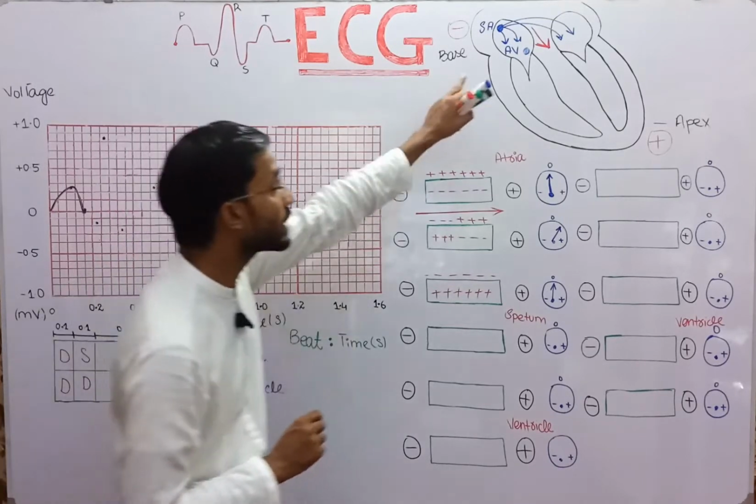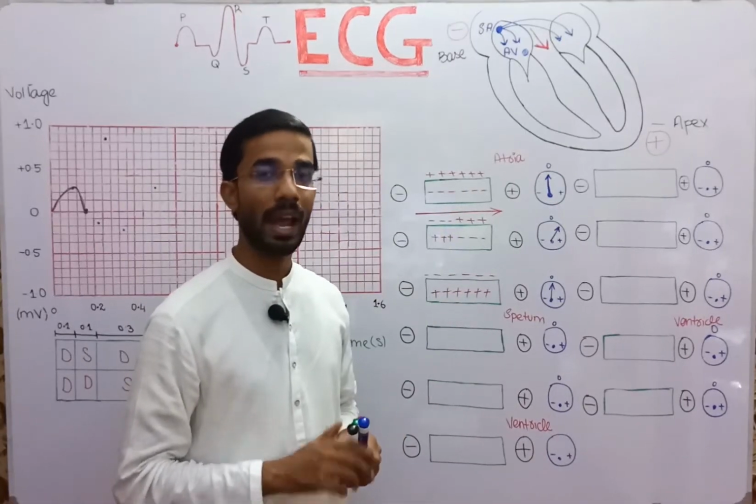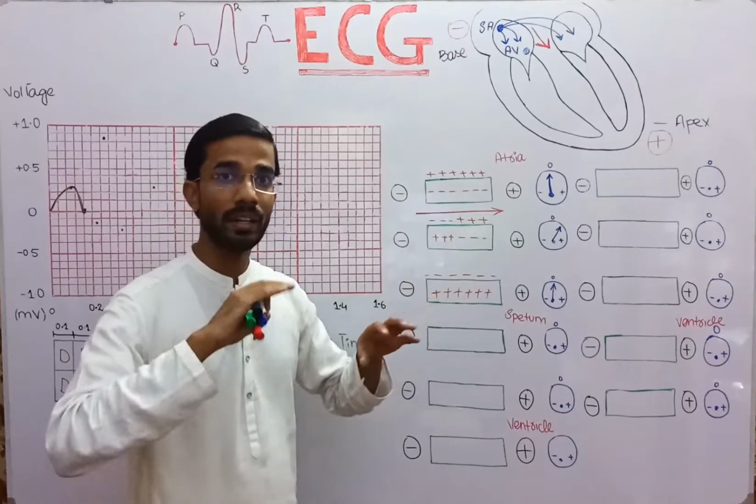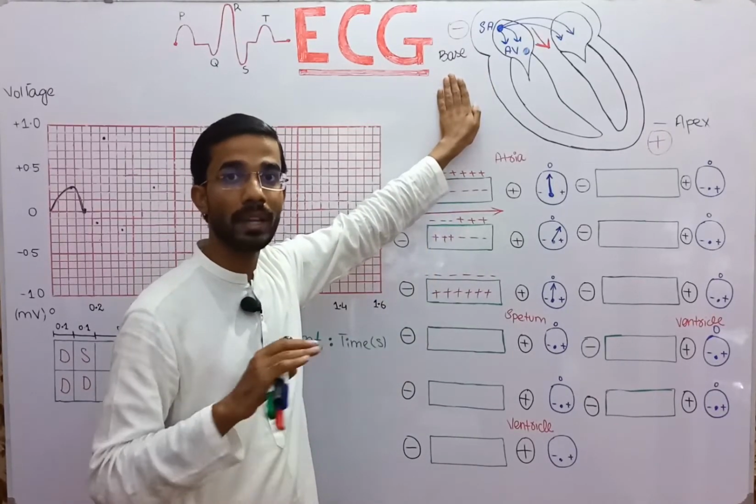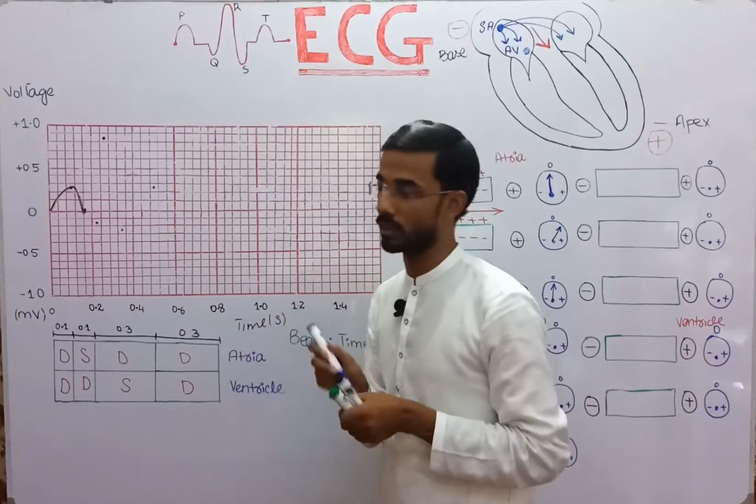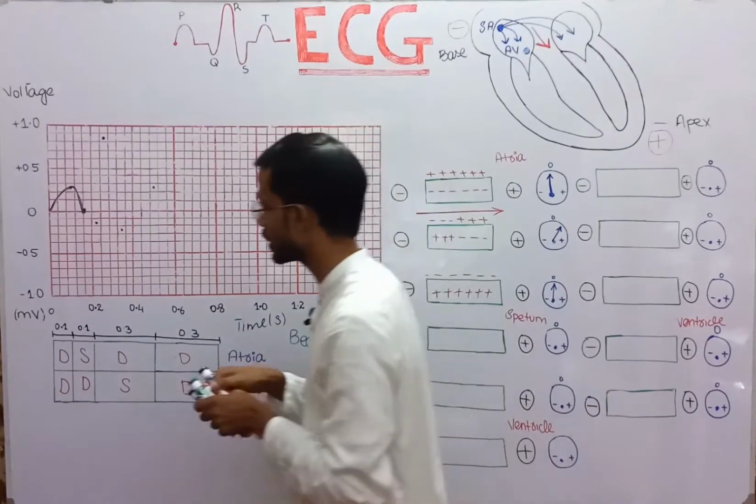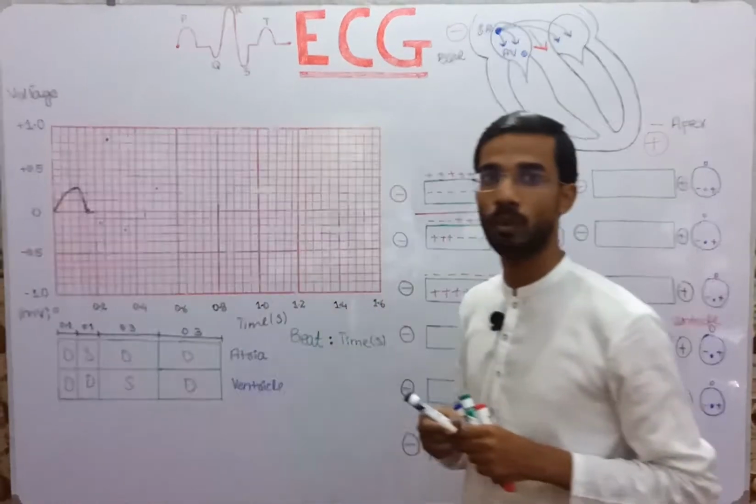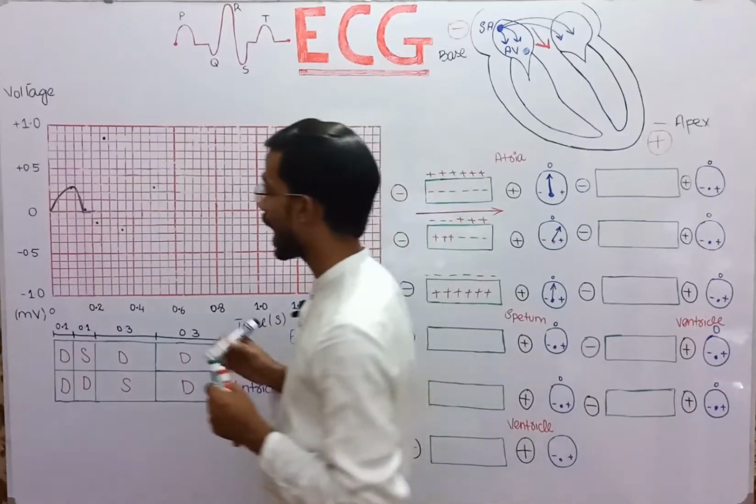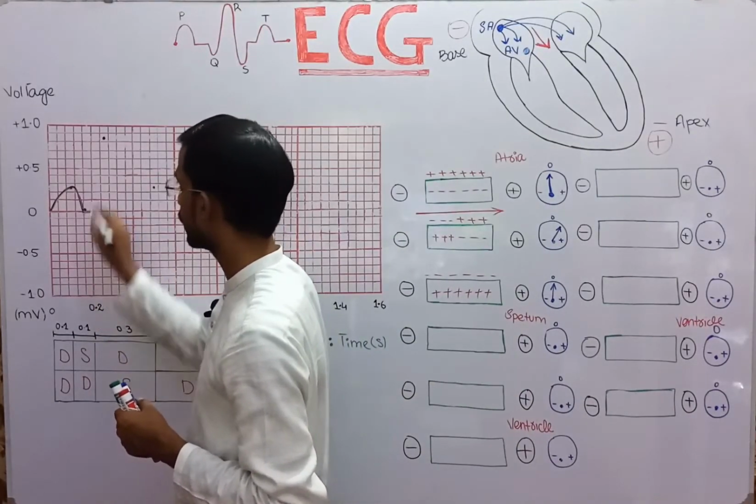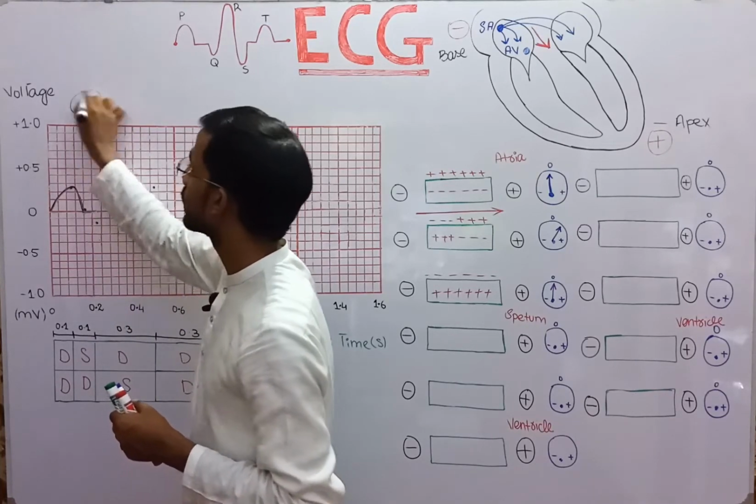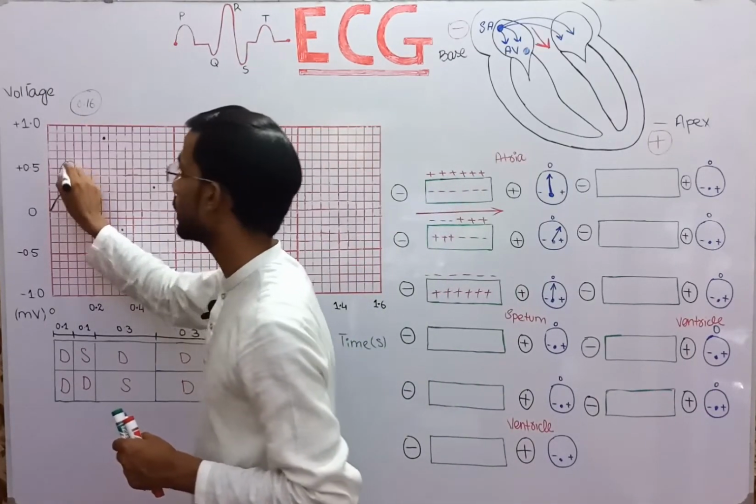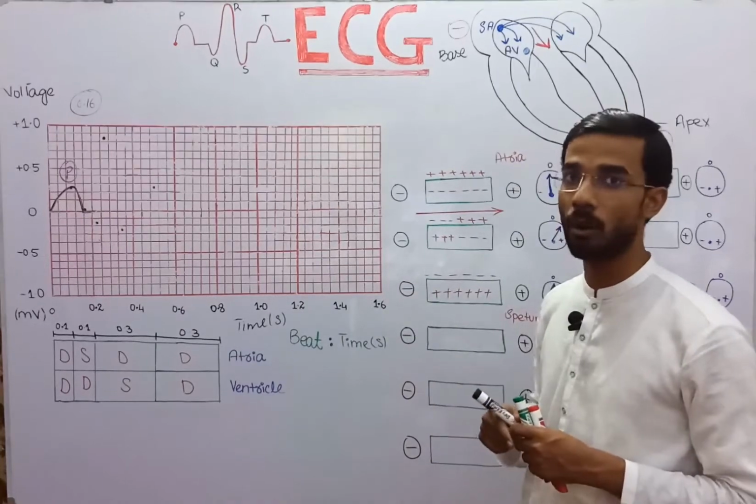After that, the signal will move to the AV node, and at the AV node there is a delay. It means the atria and AV node remain in depolarized state for a short duration. Here you can see this is a small duration at which the voltage will become zero, and this is 0.16 second, and the peak formed is the P wave.